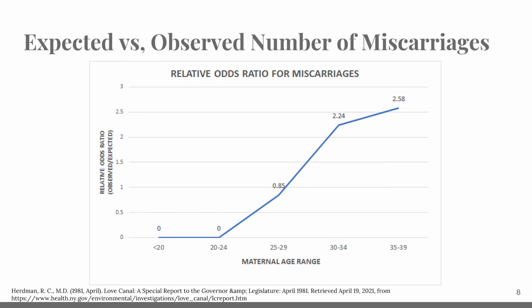This line graph demonstrates the higher frequency of miscarriages is more likely in older women. As the chemicals leach from the canal over a period of many years, this suggests that older women living in the canal for the longer period of time have the highest population risk. As you can see, the age group of 35 to 39 were the most likely to have a miscarriage, 2.58 times more likely.